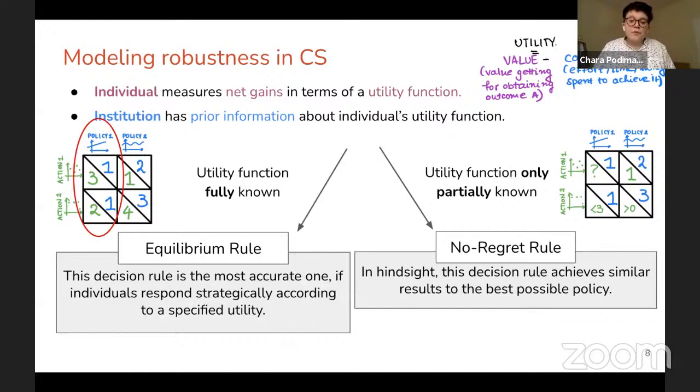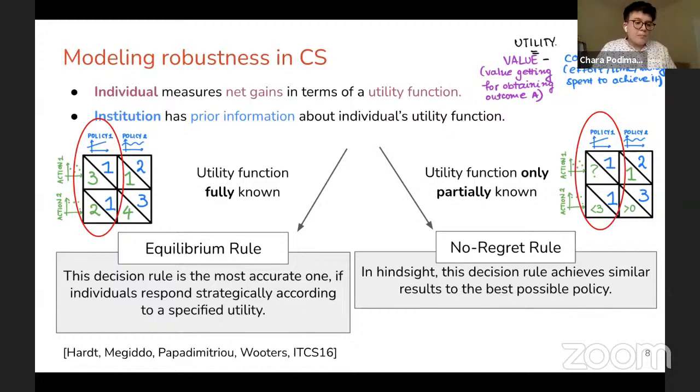On the other hand, when we don't have full knowledge of the utility function, we strive for identifying a no-regret rule, which is a rule that in hindsight achieves similar results to the best possible policy or rule had you known everything that pertains to the agent's utility function in advance. Which is not something that you actually have in this model here. And here, this policy one is also, again, the policy that achieves this no-regret rule.